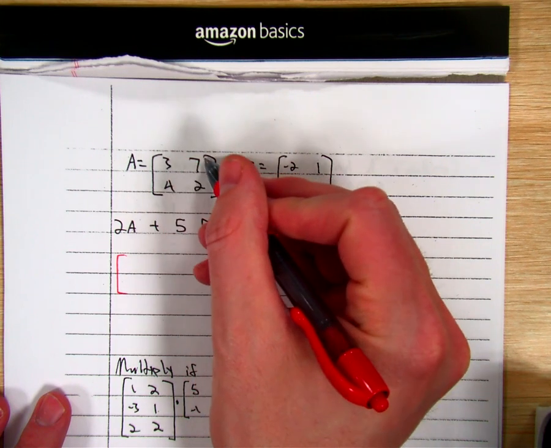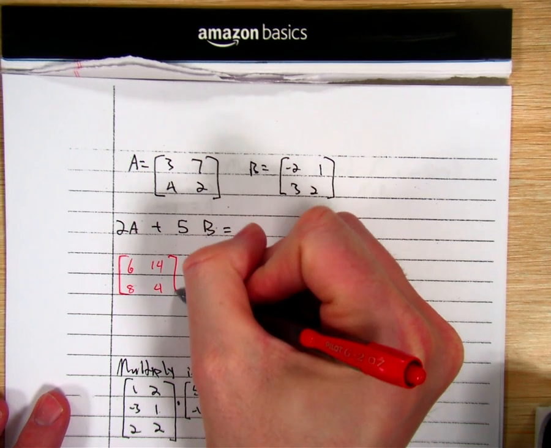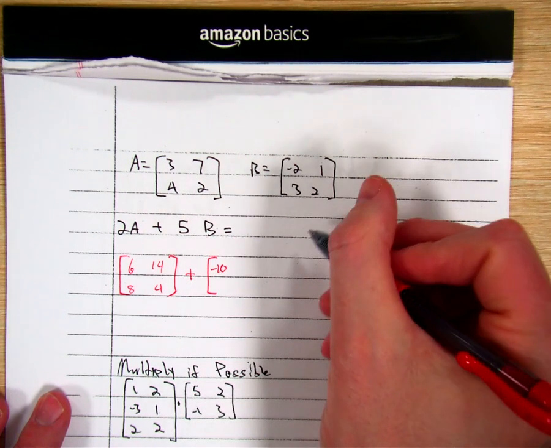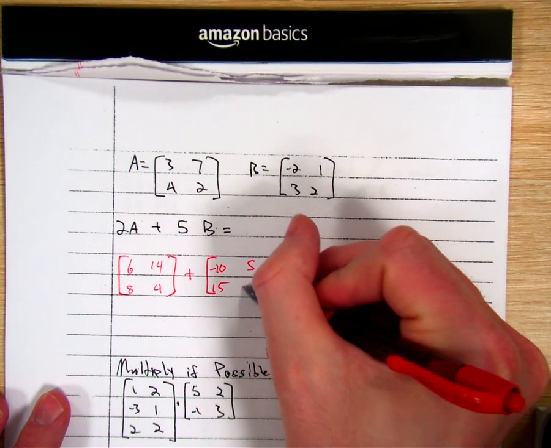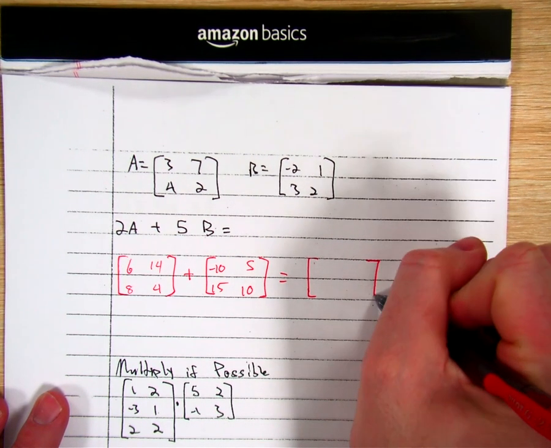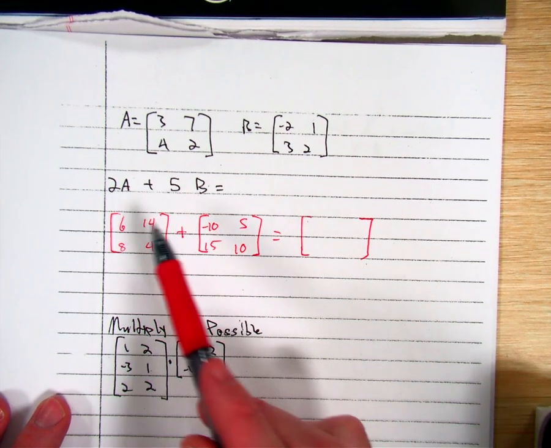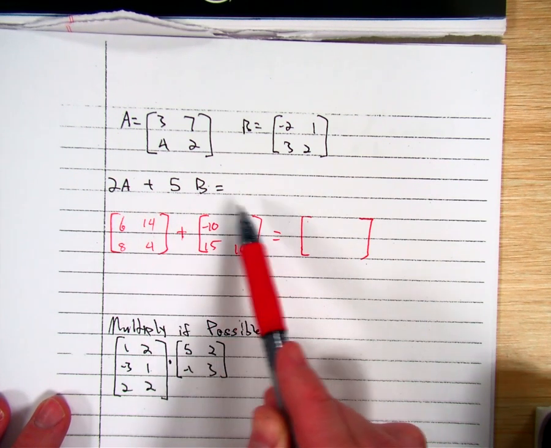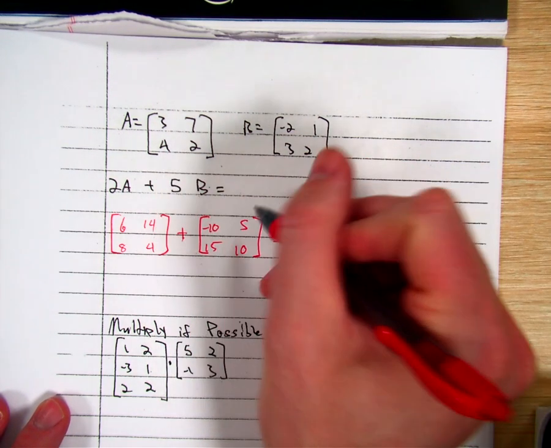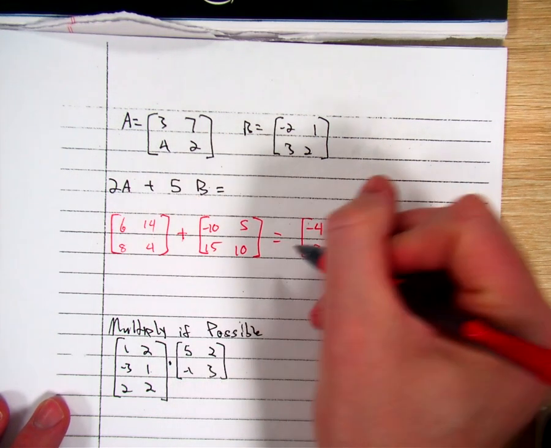So this is 6, 14, 8, and 4. And then 5 times B. So I have negative 10, 5, 15, 10. And then when we're adding, they need to be the same size. They are a 2 by 2 and a 2 by 2. And when adding, it goes corresponding spot to corresponding spot. So it's 6 plus negative 10, that's negative 4. 14 and 5, we got 19. 8 and 15, we got 23. 4 and 10, we got 14.